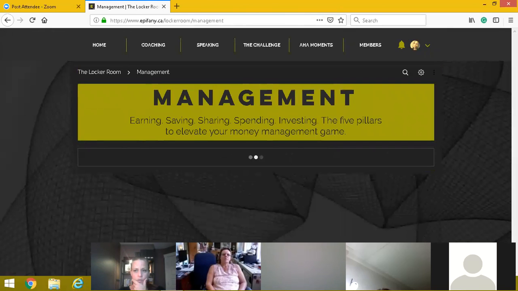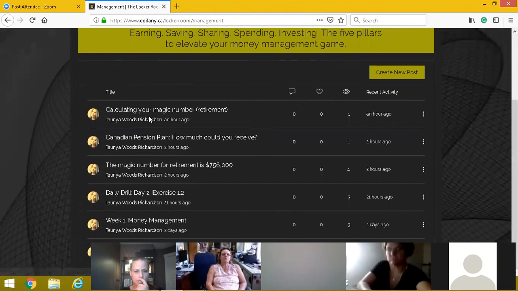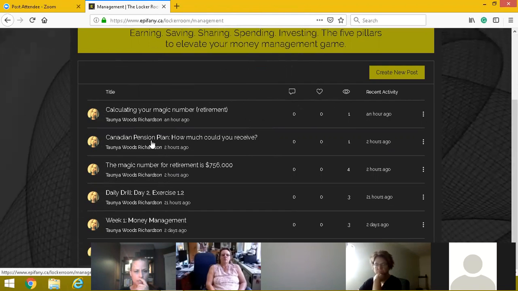Here's the locker room that I told you about. And here, calculating your magic number for retirement. That's one of the posts where you're going to get those 3 calculators. The Canadian Pension Plan is the other one, where the calculator is in there from our Government of Canada, CRA, where you can put in all of your data and they're going to tell you approximately how much you can receive on a monthly basis. And this is the article from the Financial Post with some really interesting high-level numbers on what Canadians are thinking and doing with respect to retirement.